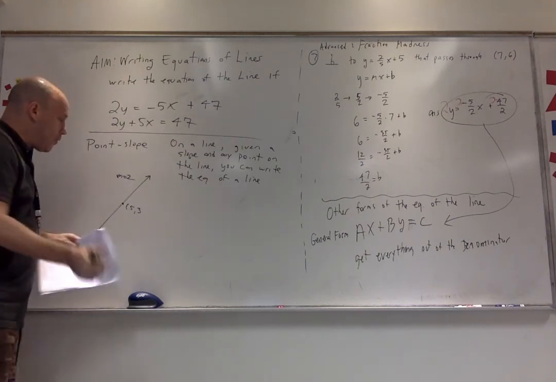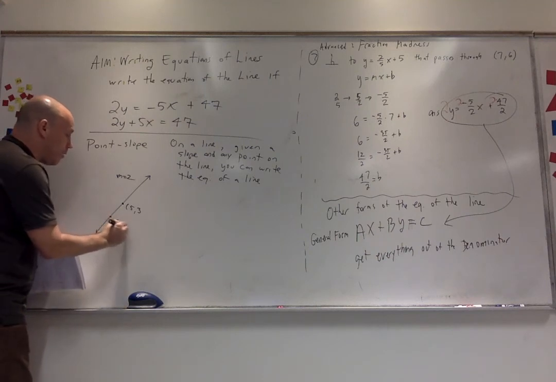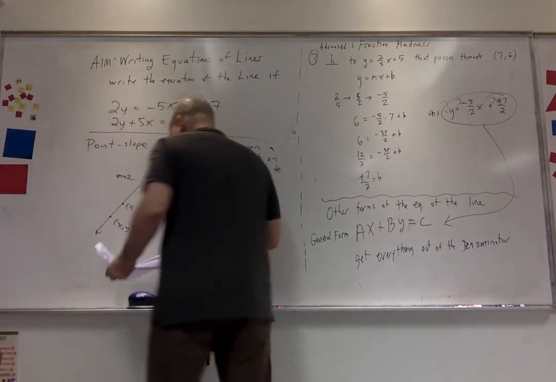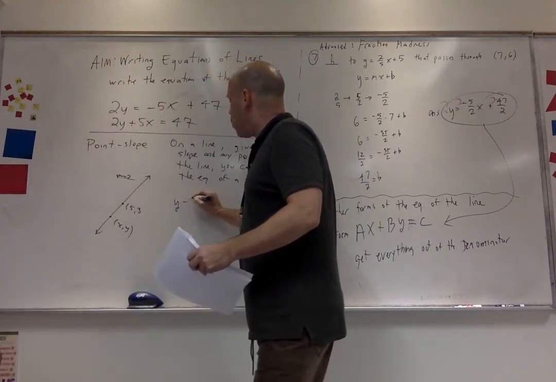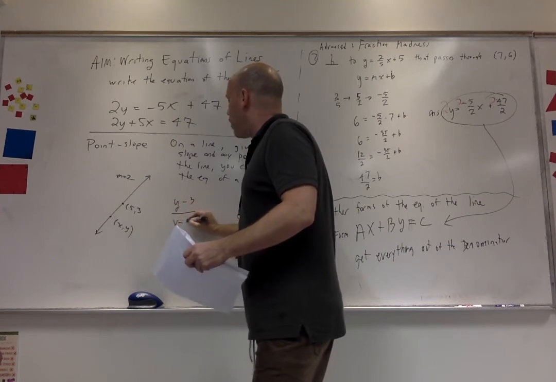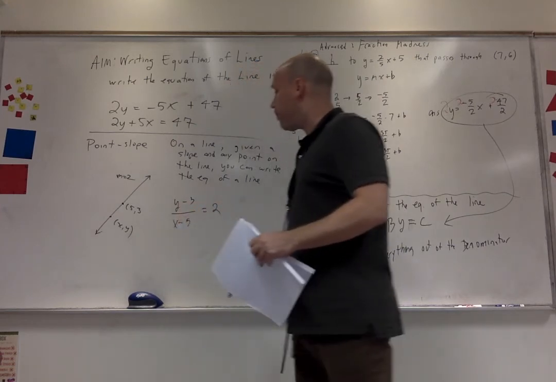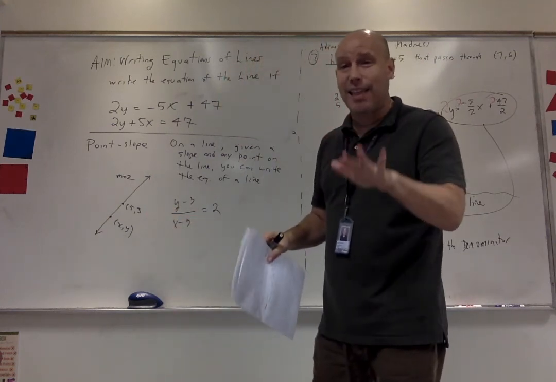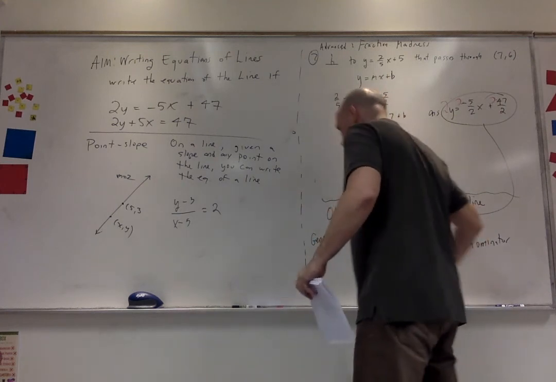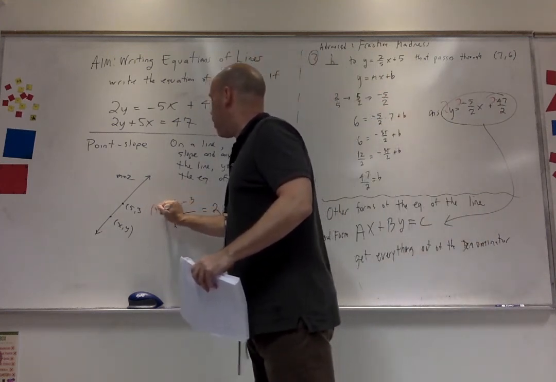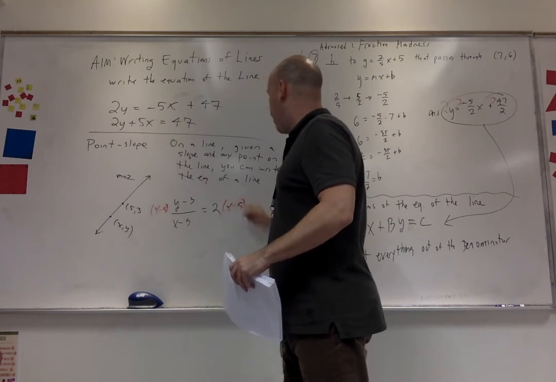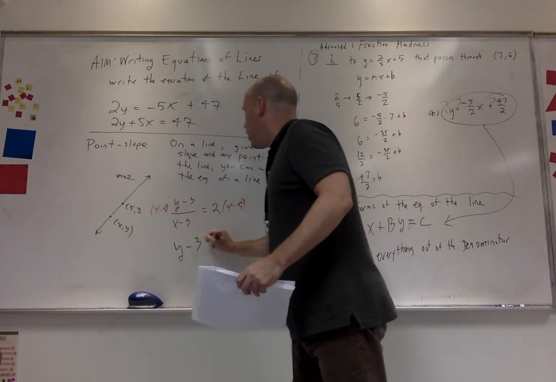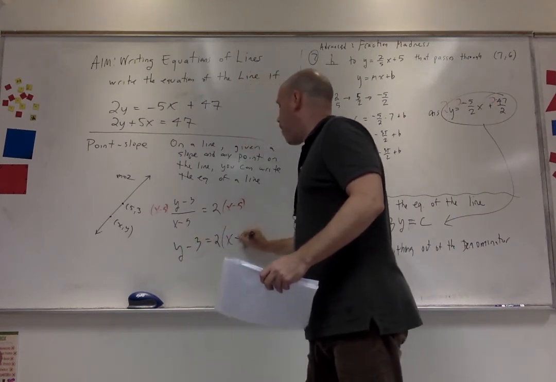Well, we saw that between any two points on this line, the slope is always constant. So I can simply say y minus 3 over x minus 5 is always equal to 2. Multiply both sides by x minus 5, because I hate the denominator, and you have something that looks like this: y minus 3 is equal to 2 times x minus 5.